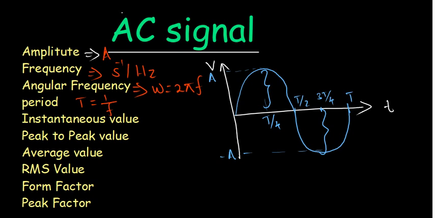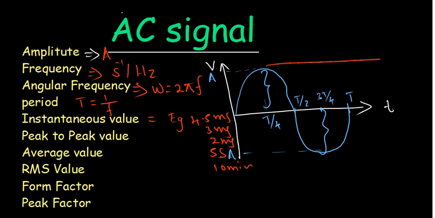Instantaneous value means the magnitude of a waveform at any instant of time, for a particular time. For example, 4.5 milliseconds or 3 milliseconds or 2 milliseconds or 5 seconds, 10 minutes or something. Peak to peak value means the maximum variation between the maximum and the minimum. So this is peak to peak.